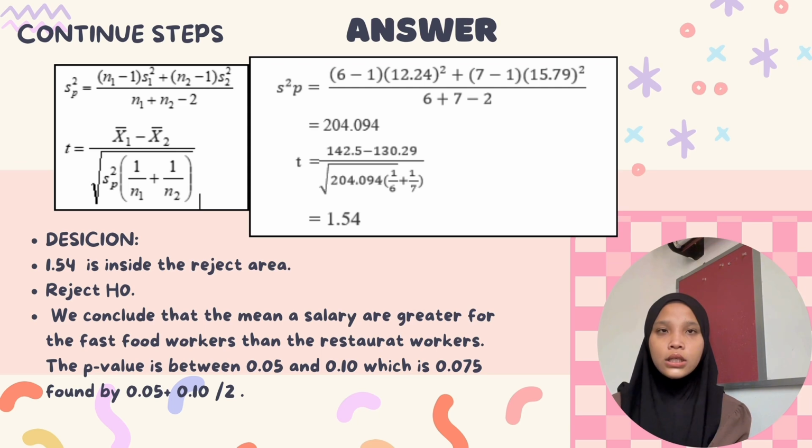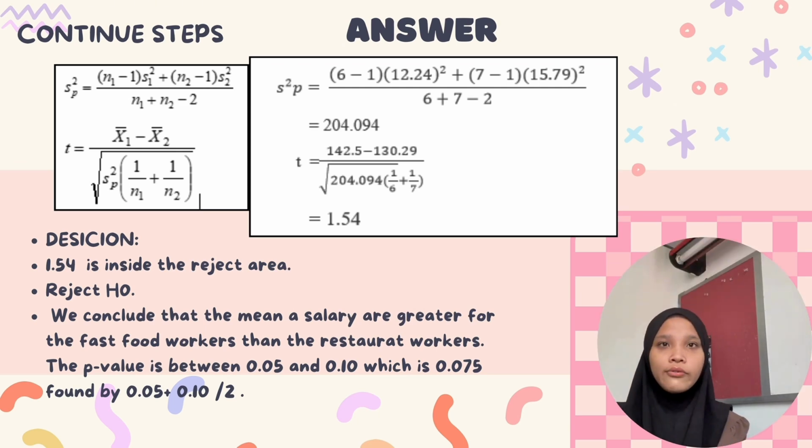The answer is 1.54. So 1.54 is inside the rejection area, so we need to reject H0. So we conclude that the mean salary is greater for the fast food workers than the restaurant workers.